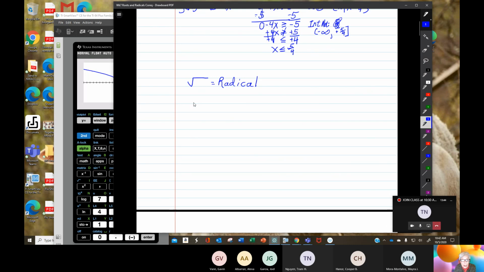Now, if you're taking a square root, there actually is an invisible number there that you don't often see unless you're having to work with it. And that's a 2. This little number out here, I forget what it's called. This is the radicand under here. You don't have to know that. But anyway, there's a 2 there.